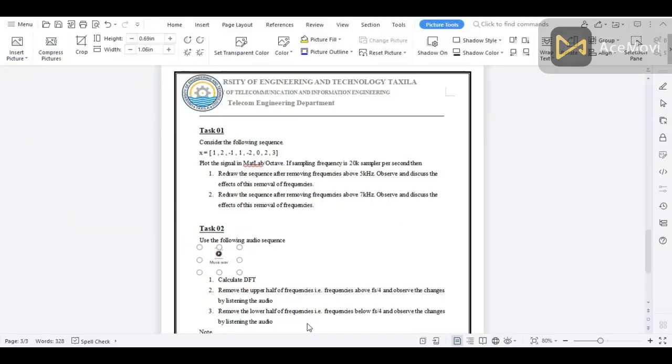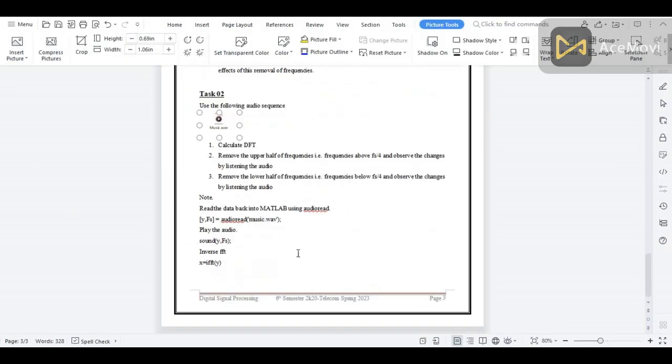The next task is task number 2. In task number 2, we have to use the following audio sequences, and we have to calculate three things. First, the DFT; second, remove the upper half of frequencies, which is frequencies above fs divided by 4; and third, remove the lower half of the frequencies. So we will check both of the cases.